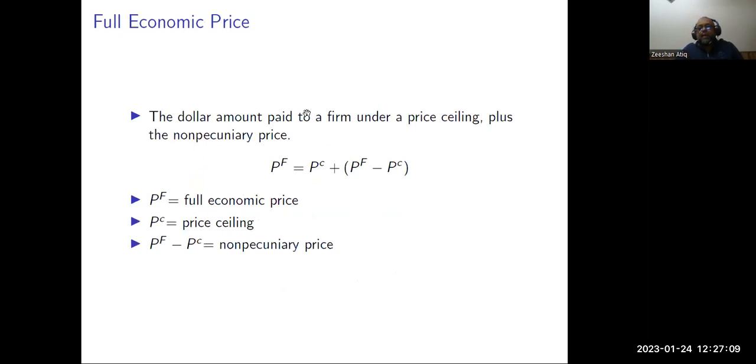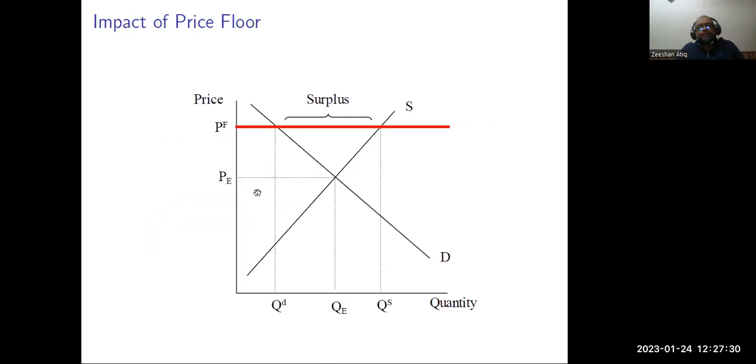Now, if you look at the total price, for example, the full economic price is the price ceiling plus the difference between the full price and the ceiling price. This is the opportunity cost of waiting in the queues for hours to get the subsidized rate, or the price ceiling rate.